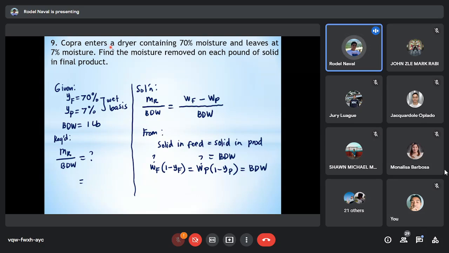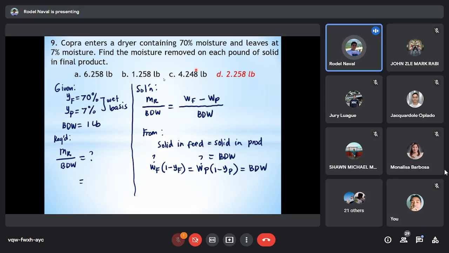Okay, next. Copra enters a dryer containing 70% moisture and leaves at 7% moisture. Find the moisture removed on each pound of solid in the final product. So given YF 70%, YP 7%, it is automatically wet basis, class. When it is not stated and the value is less than 100, it is usually wet basis. Find the moisture removed on each pound of solid in the final product.